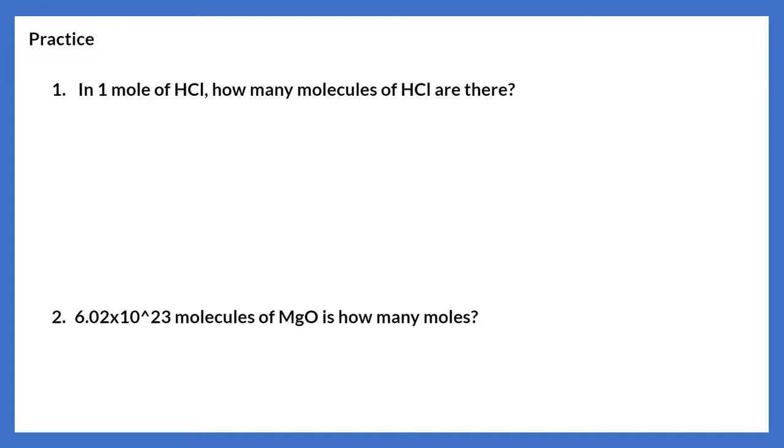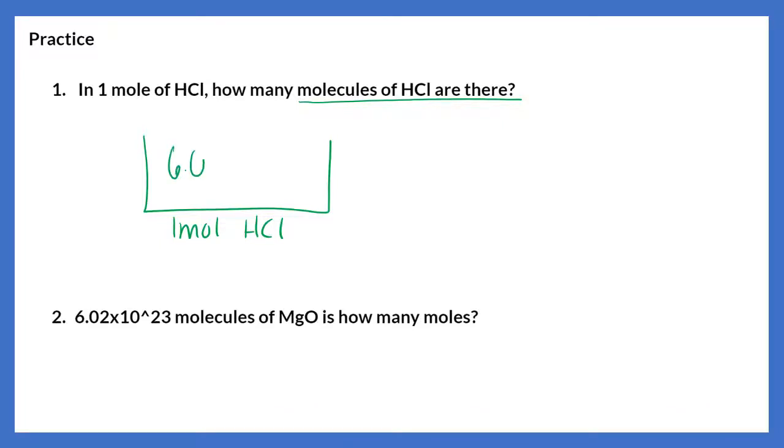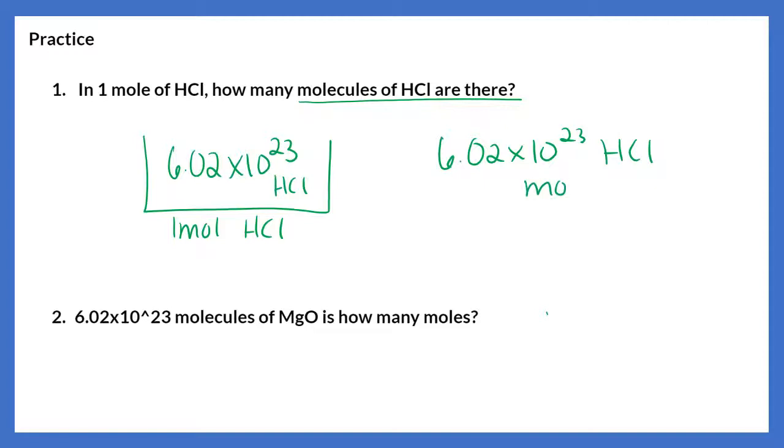So we're going to do the first one together and the second one together. So let's say I have in 1 mole of HCl, how many molecules of HCl are there? Well, in my mole, I know that I have 6.02 times 10 to the 23rd HCl. So my answer is 6.02 times 10 to the 23rd HCl molecules.